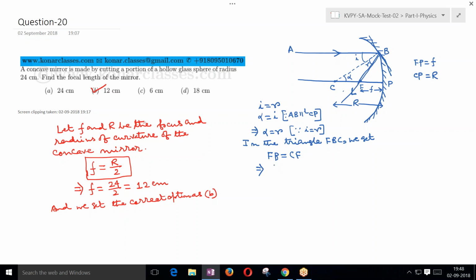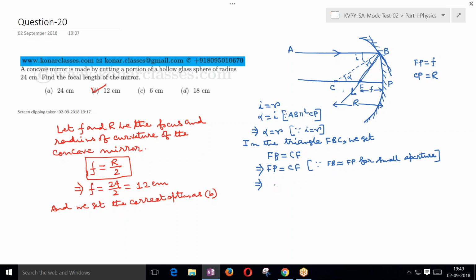So what we can say? We can say that FP is equal to CF, since FB is very near to FP, and as an approximation we can take them equal for a small aperture. So that implies FP is equal to CF.